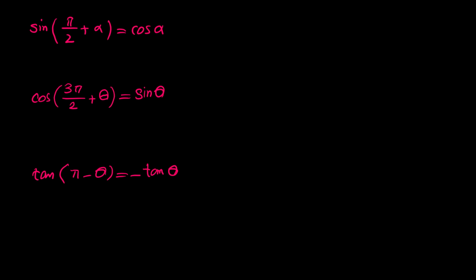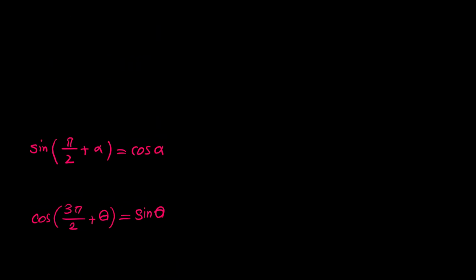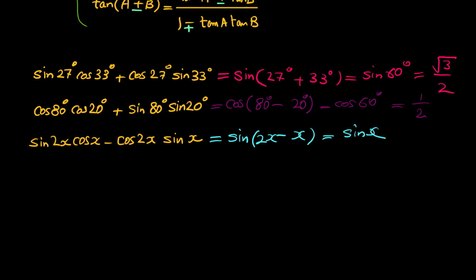Now we want to prove these identities for trigonometric functions. Sine of pi over 2 plus alpha is cosine alpha. We want to prove this relation between sine and cosine. So we want to prove that sine of this angle is cosine of alpha. To prove this, let me remind you which identity we have to use.